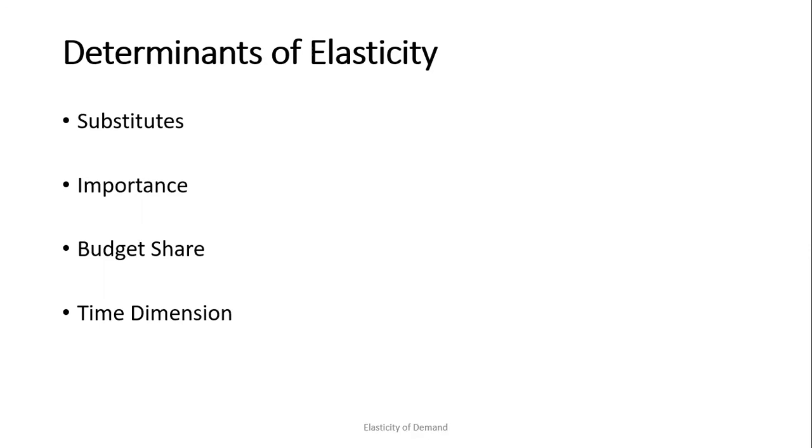Next is the time dimension. Sometimes a change in price happens, but within a short period of time, we cannot move towards the substitute items. Hence, the reaction is smaller. Whereas if we have a longer time period available, it is easy for the consumer to switch towards or from the substitute products. Therefore, the longer the time available, the higher is the elasticity.